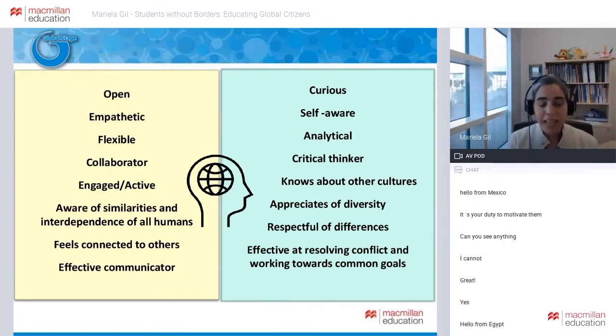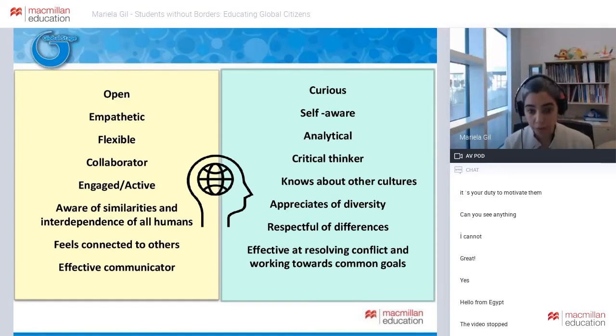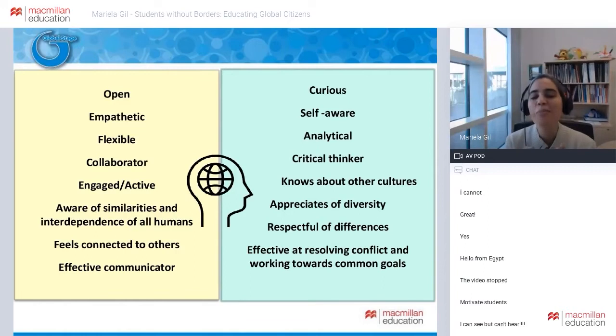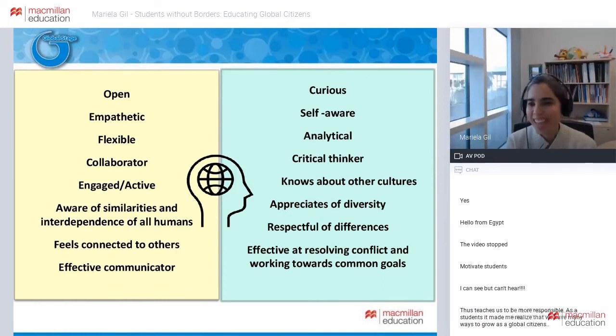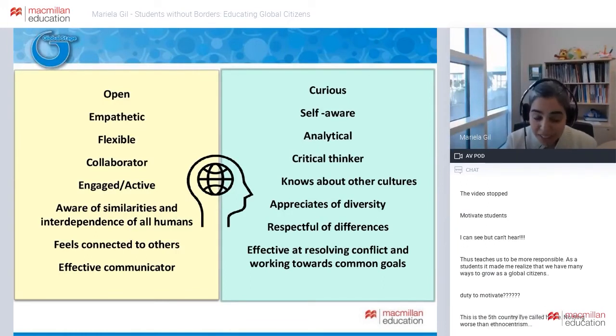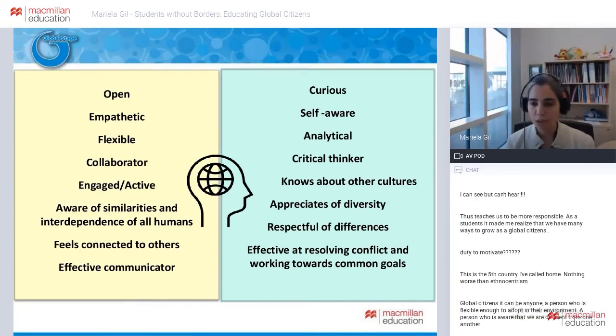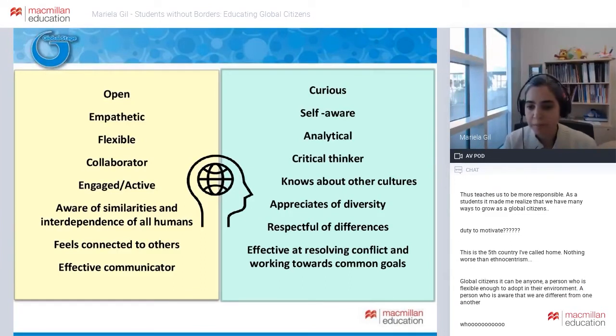They're aware of similarities and interdependence of humans. They're aware that actually deep down, we're all a lot more similar than we're different. And this helps them feel connection to everybody. And they're effective communicators. So they're good listeners and they've got the language skills and also all of these abilities that help them communicate. So yes, I agree with a lot of the things that you're saying.